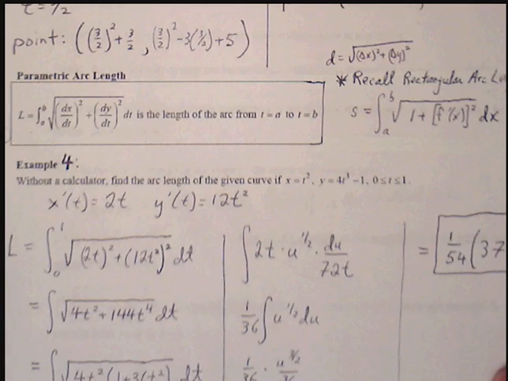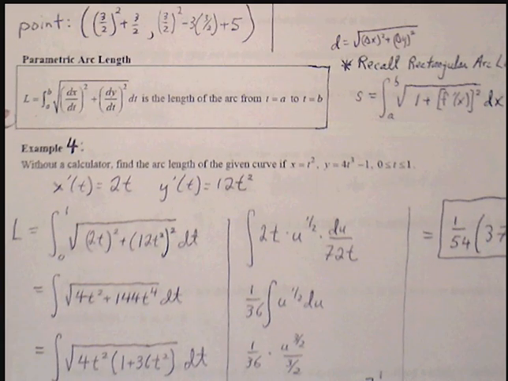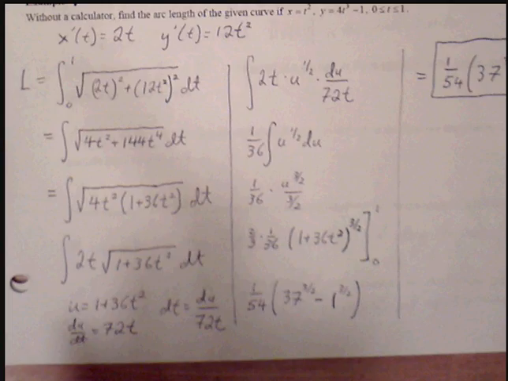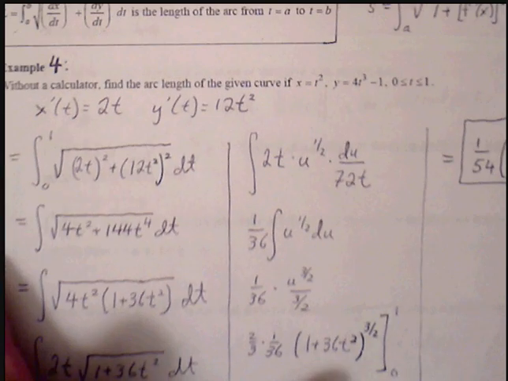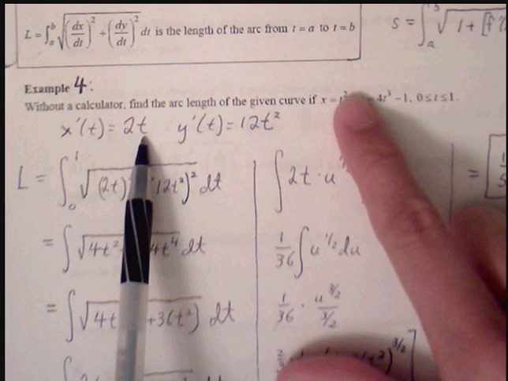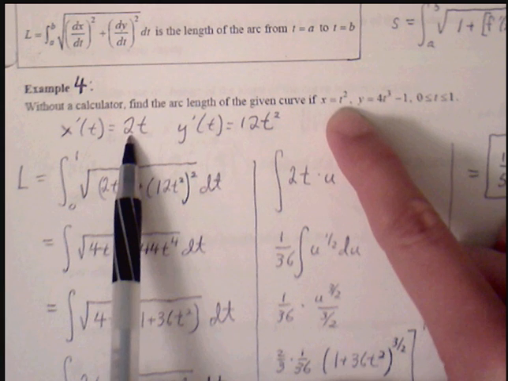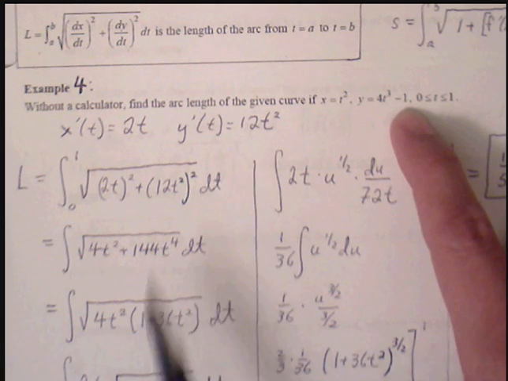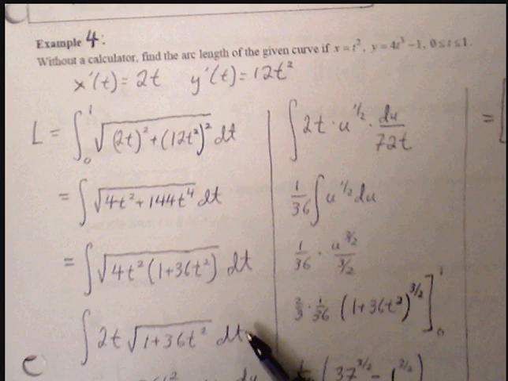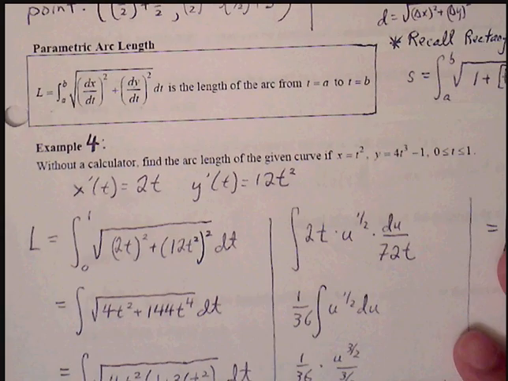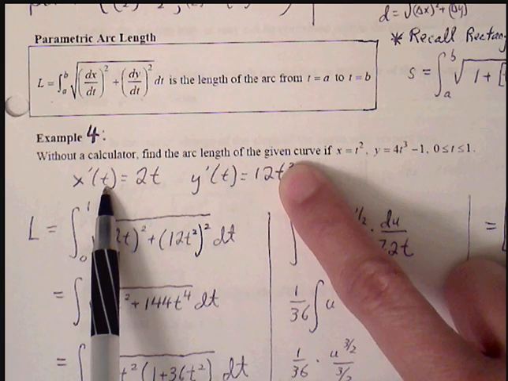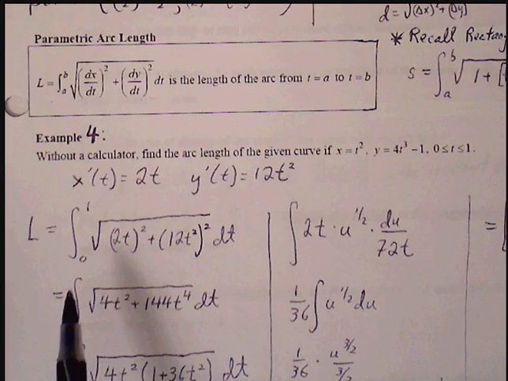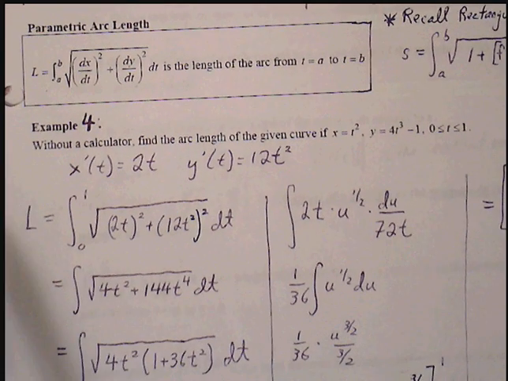All right, so example 4, without a calculator, find the arc length of the given curve, x equals t squared, and y is equal to 4t cubed minus 1. All right, so let's find x prime of t, which we need. So t squared becomes 2t going through the power rule. 4t cubed becomes 12t squared, and the negative 1 is a constant, so that will go to 0. Okay. All right, so now we have our dx dt and our dy dt.